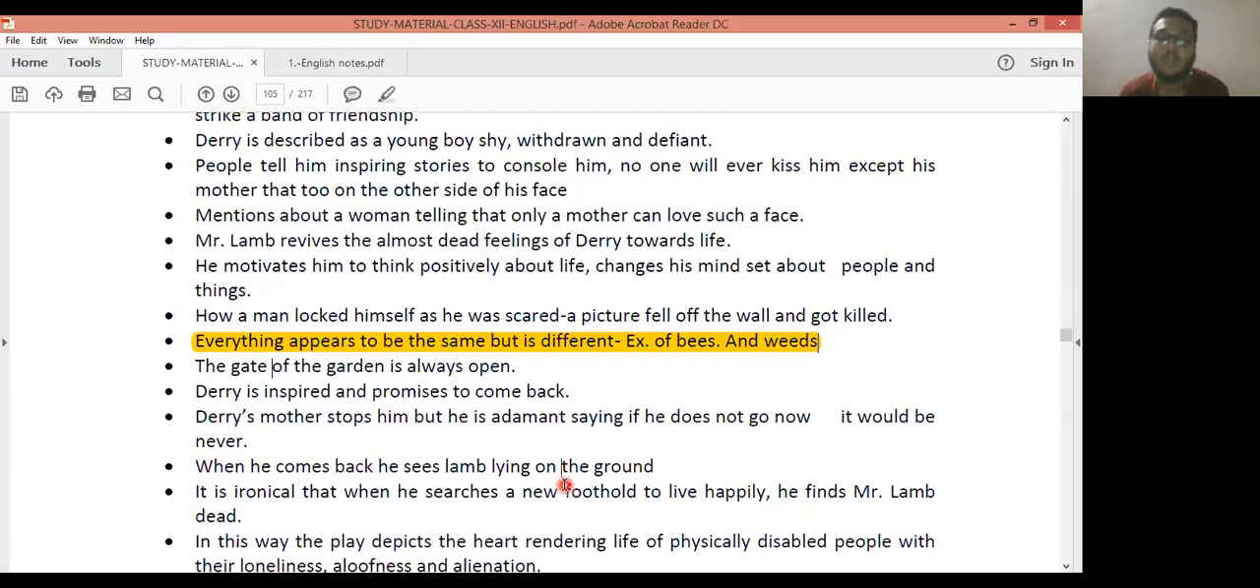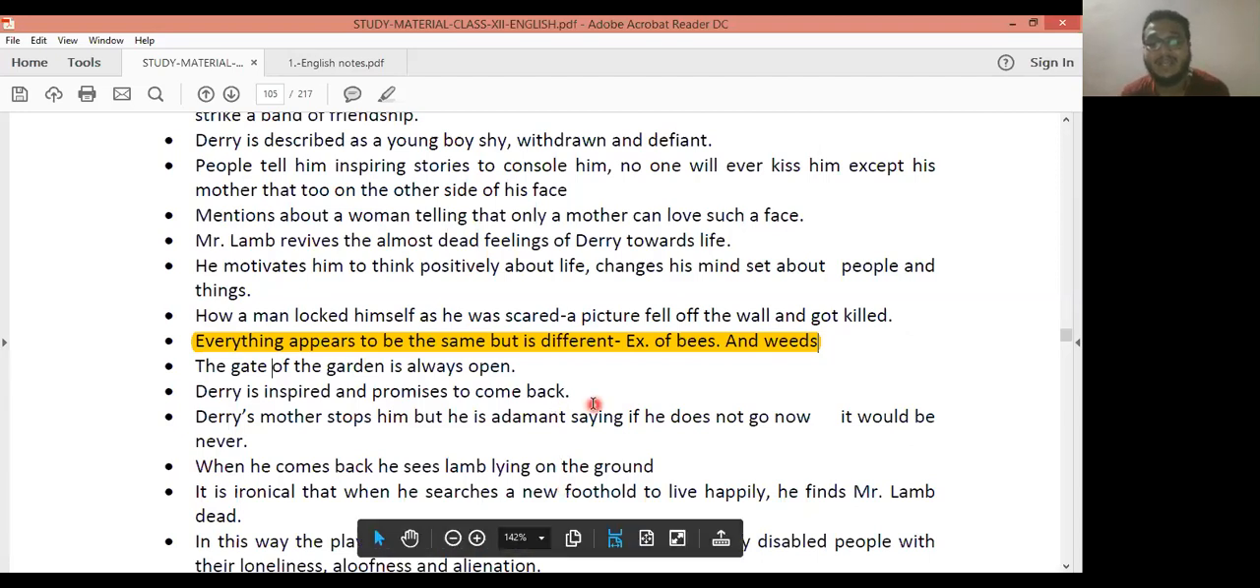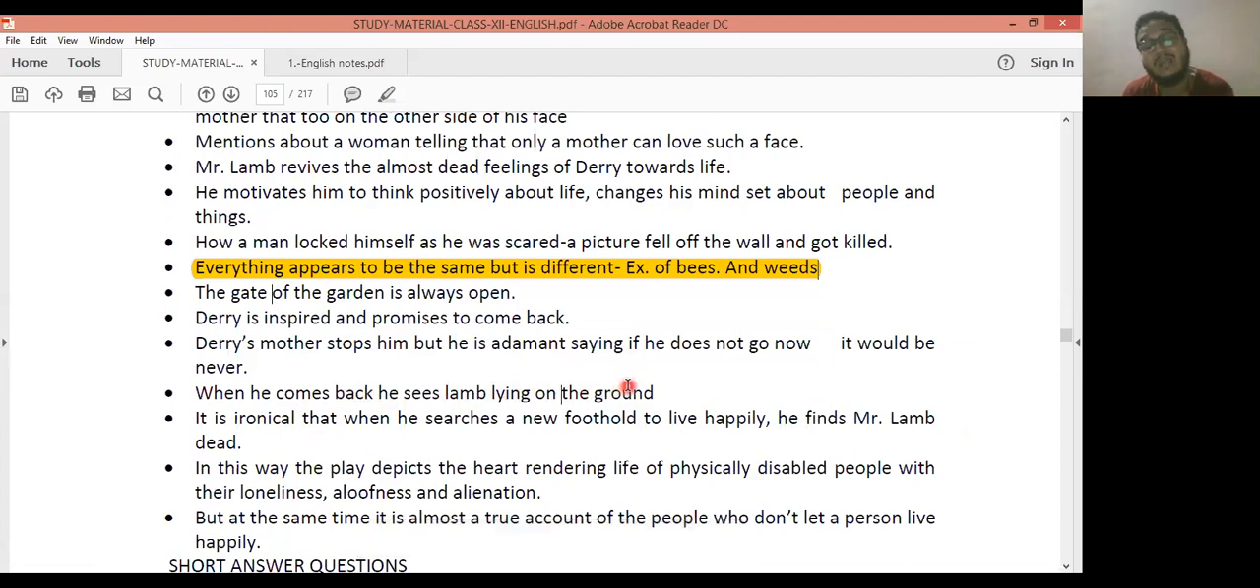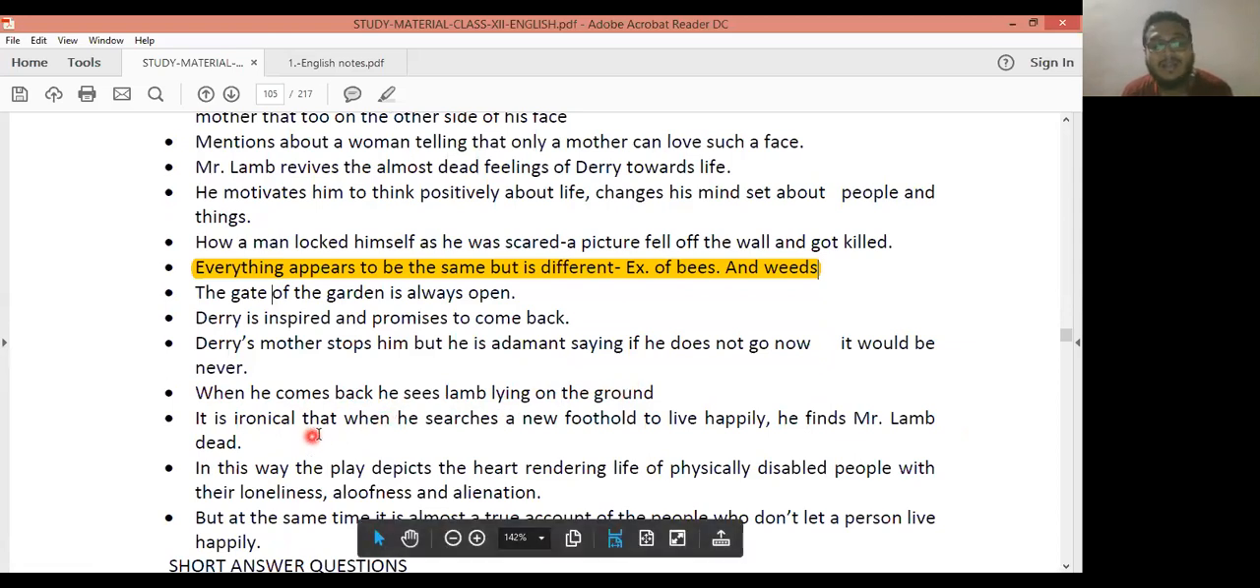So Derry's mother stops him, but he's adamant, saying if he does not go now, it would be never; he can change his life, never he can change himself. So he's ready to move out. When he reaches Mr. Lamb's garden, he is able to see this man lying on the ground. Ironically, when he searches for a new foothold to live happily, he finds Mr. Lamb dead. Okay, see students, that's life, what we can say.